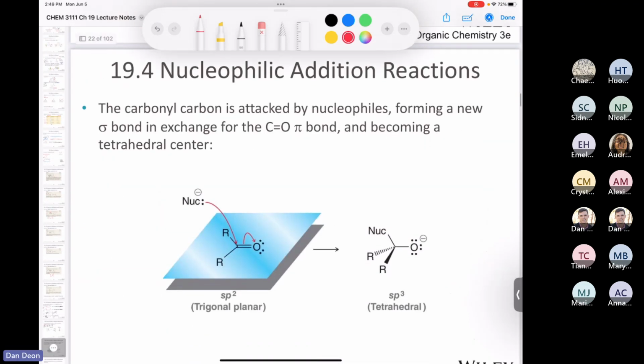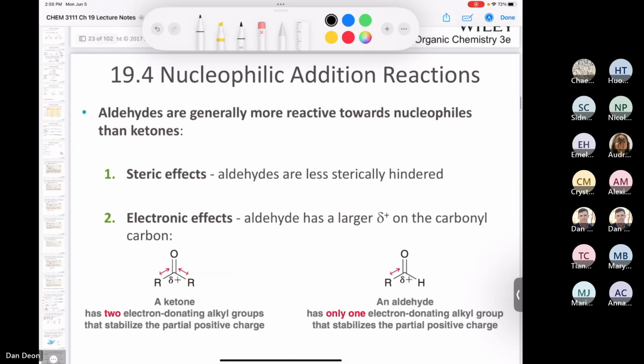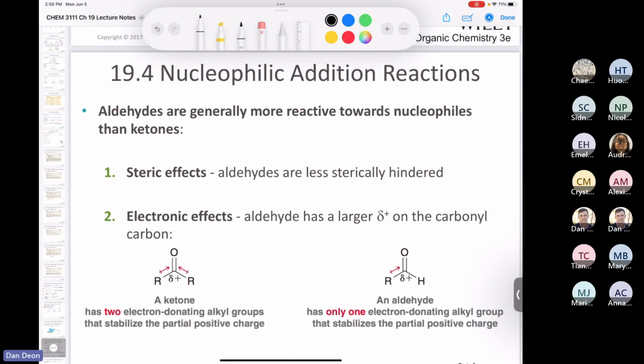And so another thing you should know about a carbonyl is that when you look at that carbonyl, the carbon is sp2 hybridized, therefore it is trigonal planar, right? It's completely flat. And so that means it's susceptible to nucleophilic attack from either face of the molecule. It could attack from the top or it could attack from the bottom, and then we end up with something that's tetrahedral. Well, it says here that aldehydes are generally more reactive towards nucleophiles than ketones.